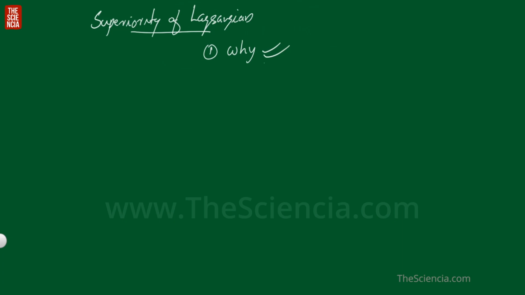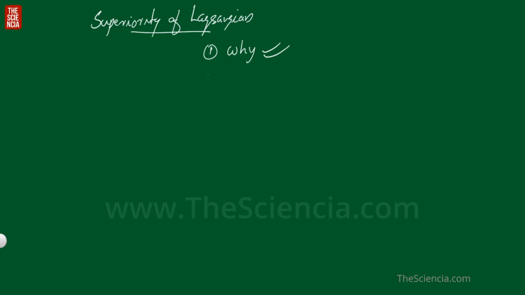Next is the superiority of Lagrangian over Newtonian mechanics. Why Lagrangian? That is the first question. Why do we need Lagrangian mechanics, because we already know a mechanics, that is Newtonian mechanics? Then why do we need a new formulation of classical mechanics? This is one of the fundamental questions in physics.